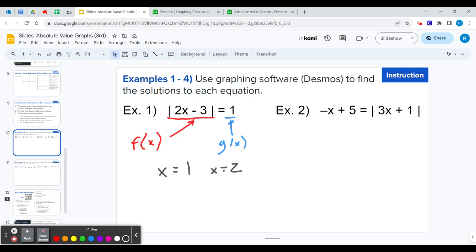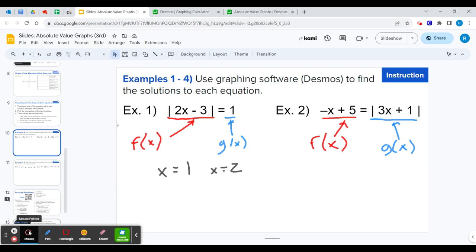Now, moving on to example 2. If you want to start trying this on your own, pause your screen, unpause it to test against mine. We're going to start by splitting this equation into two separate ones. Let's call f of x the minus x plus 5. And let's call our g of x, this absolute value side, the absolute value of 3x plus 1. I'm going to go into my Desmos.